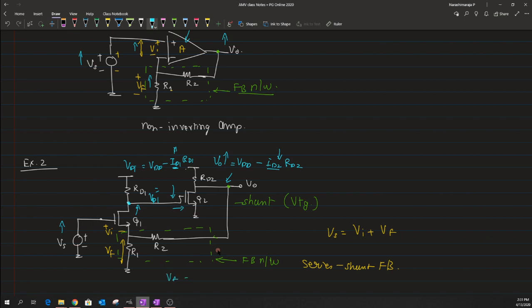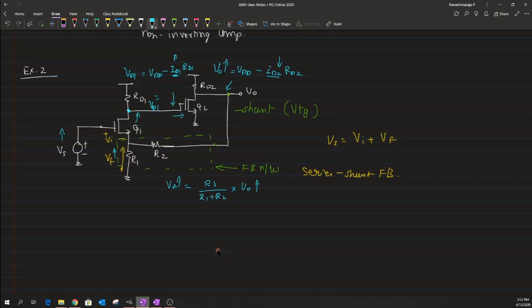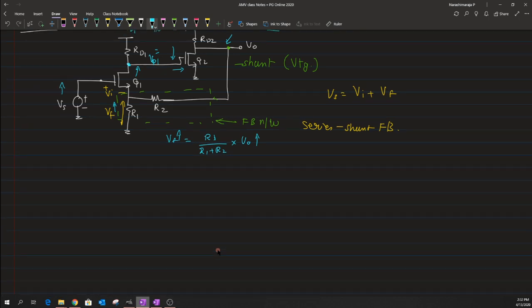Okay, so VF is nothing but R1 divided by R1 plus R2 into V naught. So when this V naught rises, obviously the VF will also rise. So both these signals of Vs and Vf are rising at the same time, due to which the type of feedback network that we have is basically termed as negative feedback.